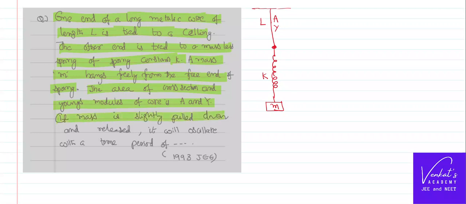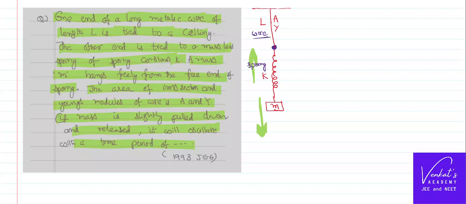When the mass is slightly pulled down, that means here it was pulled down this way and released, it oscillates. So there is a restoring force, that's why it is going back. So it oscillates with a certain time period. I need to calculate what the time period is. So you can clearly see there are two parts of the problem. One is the wire, another one is the spring.